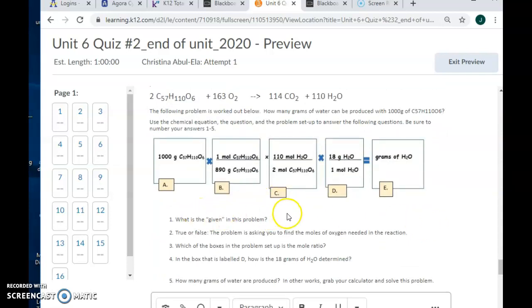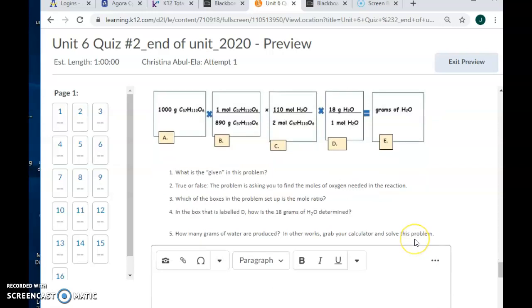This is the worked out problem. Question number 1, what is the given in this problem? Question number 2, true or false. The problem is asking you to find the moles of oxygen needed in the reaction. Question 3, which of the boxes in the problem setup is the mole ratio? Question 4, in the box that's labeled D, how is the 18 grams of water determined? And then finally, number 5, how many grams of water are produced? In other words, grab your calculator and solve this problem. Again, pause the recording here to answer.